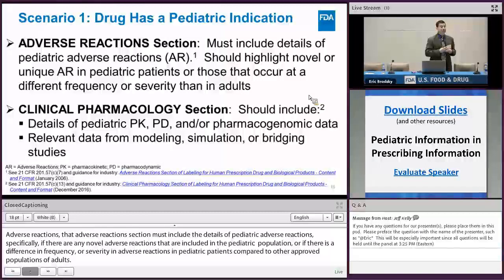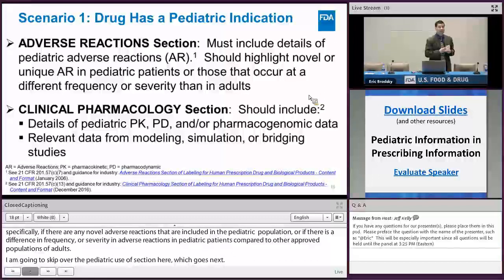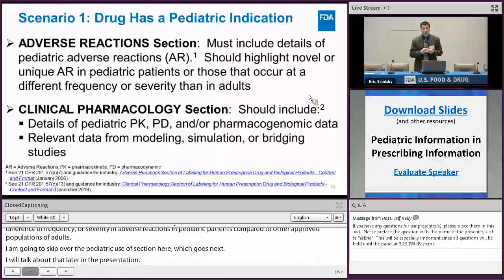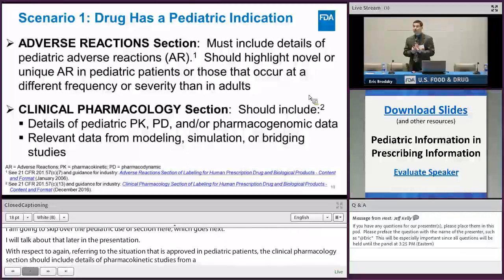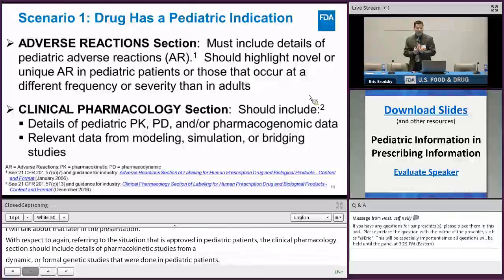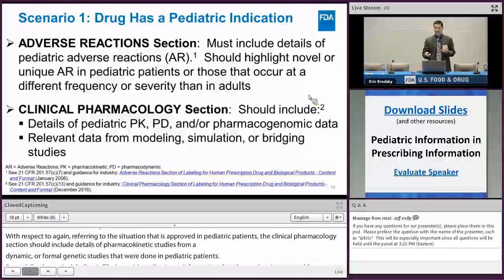With respect to, again, the situation where the product is approved in pediatric patients, the clinical pharmacology section should include details of pharmacokinetic studies, pharmacodynamic or pharmacogenomic studies that were done in pediatric patients. Essentially, the entire labeling is filled up with pediatric use information if the product is approved for pediatric use. Additionally, we'll include data in Section 12, Clinical Pharmacology, about modeling, simulation, or bridging studies.